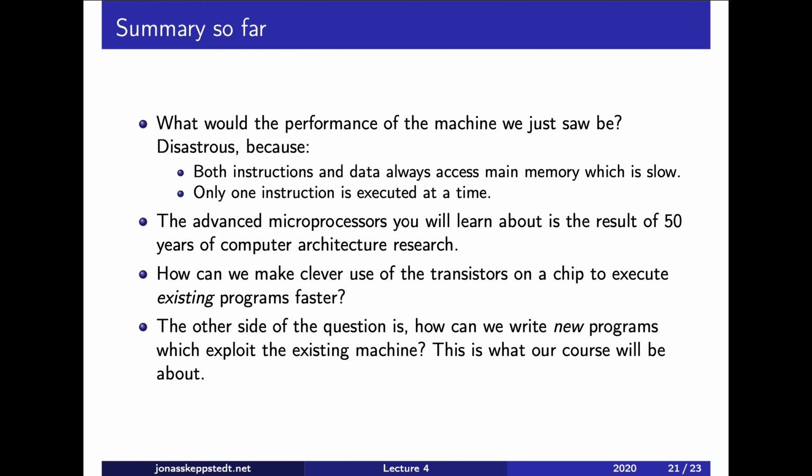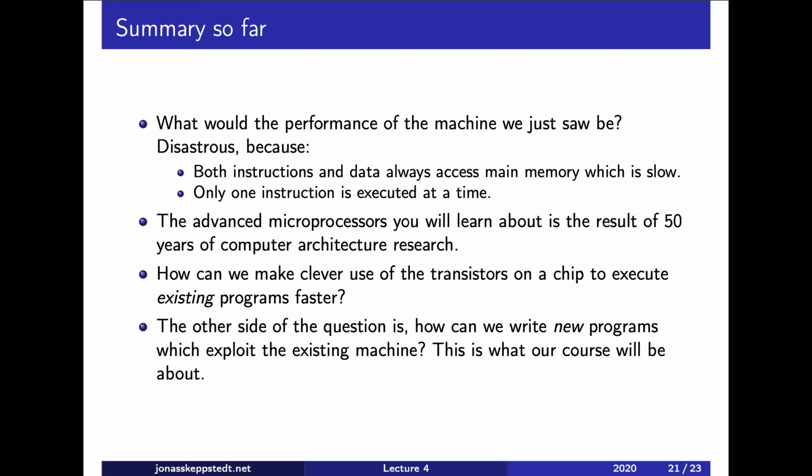Okay? And so, summary so far. What's the performance of the machine we just saw? It would be disastrous. That's a bit unfortunate, but it's true. The first reason is that when we fetch an instruction or read or write to memory, then we access the main memory, and that one is really slow. It takes several hundred times the time of an add instruction to access the memory.